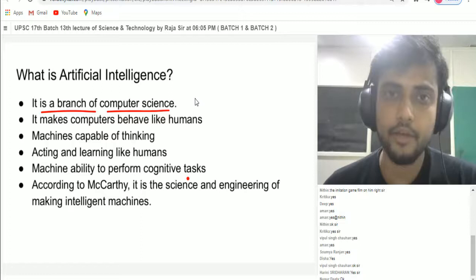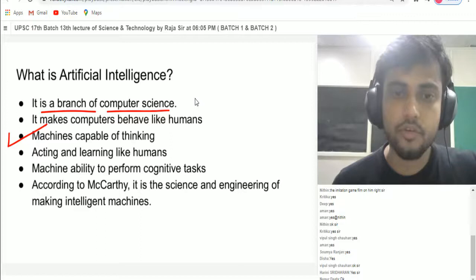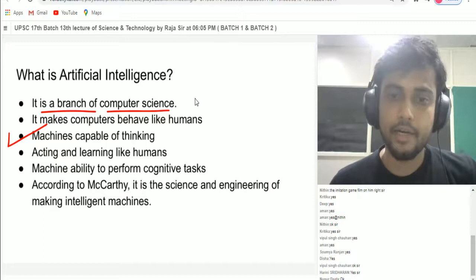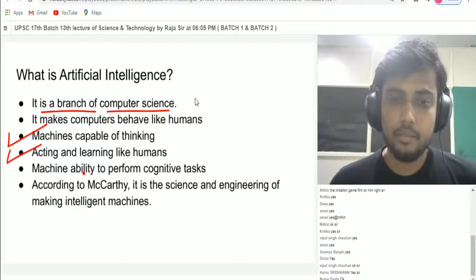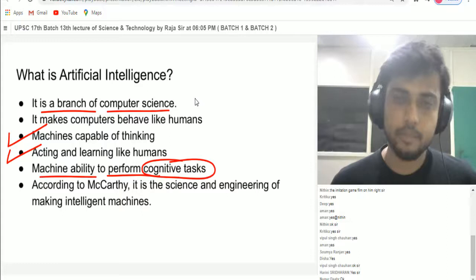So artificial intelligence is related to machines which are capable of thinking. That was the basic idea. Machines which can act and which can learn like humans, and the machine ability to perform cognitive tasks. I will explain what these cognitive tasks are.